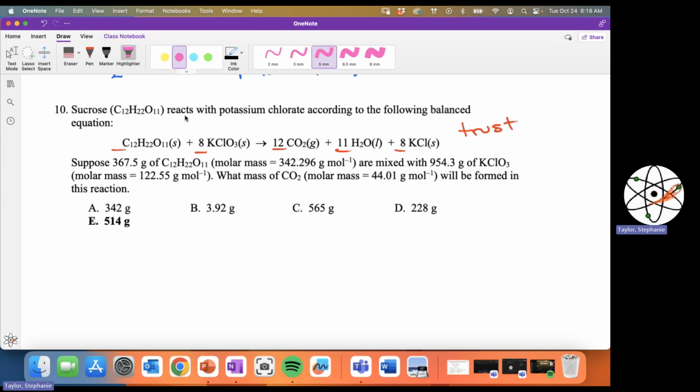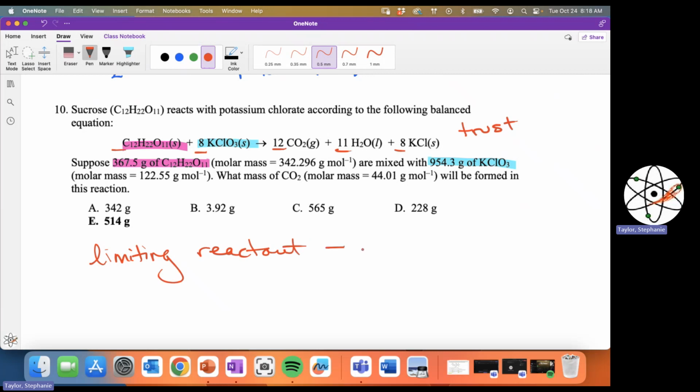So this one, because it has one of our reactants and it then also gives us the other reactant, this is a limiting reactant problem. It doesn't say that, right? It doesn't ask you for the limiting reactant, but this is in fact a limiting reactant problem because you have values for both reactants. So the goal then is to go to mass of carbon dioxide.